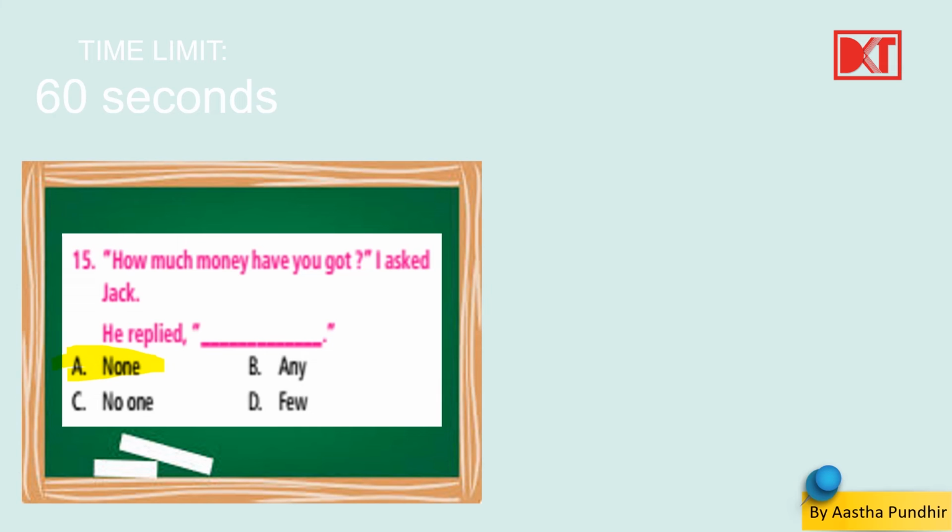Why none? Because you see, we're talking about money. Money is something that is, first of all, uncountable. And second, here, none. Why? Because none is used for things. And here, no one. No one is used for a person, as we discussed.